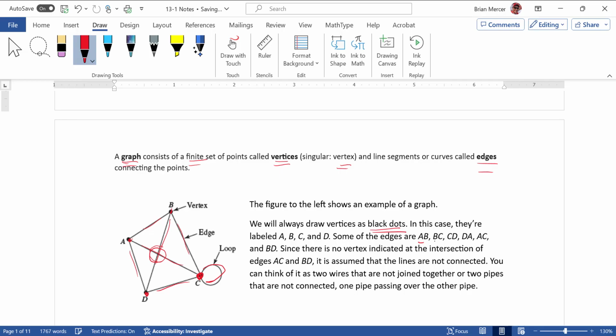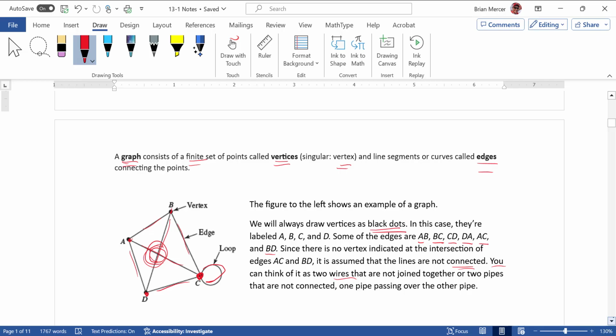Some of the edges are AB, BC, CD, DA, AC, BD. So those are all different edges. There is no vertex indicated at that point of intersection, so you assume those lines are not connected. A way to think about that is like 2 wires that are not joined or 2 pipes that are not connected, that just one lays on top of the other, but they're not actually connected.